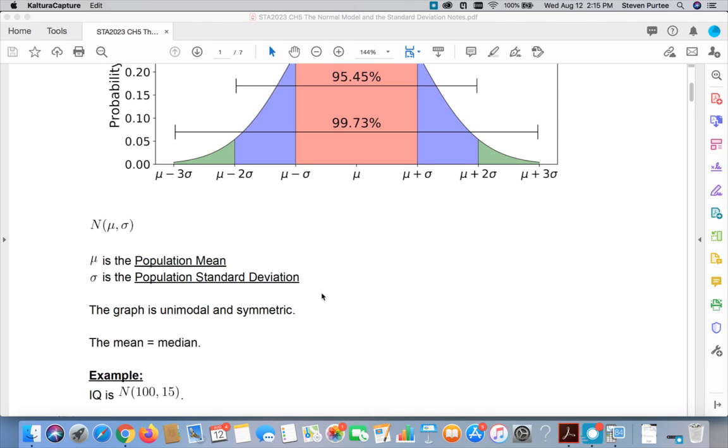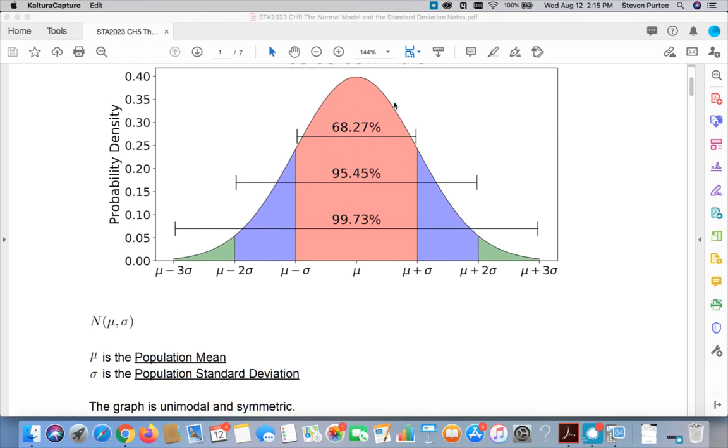So normal distributions are symmetric, meaning the mean equals the median. So the mean is right here in the middle. It is also the median. So half of the population's above average and half are below average.